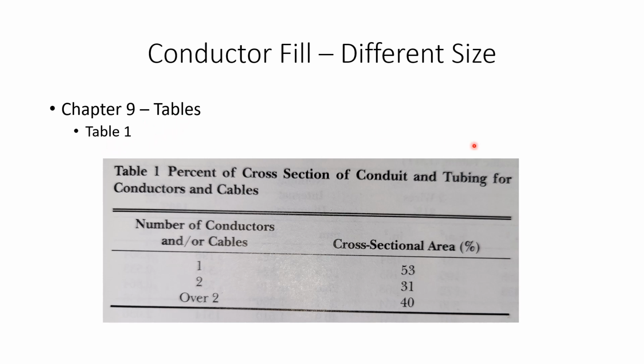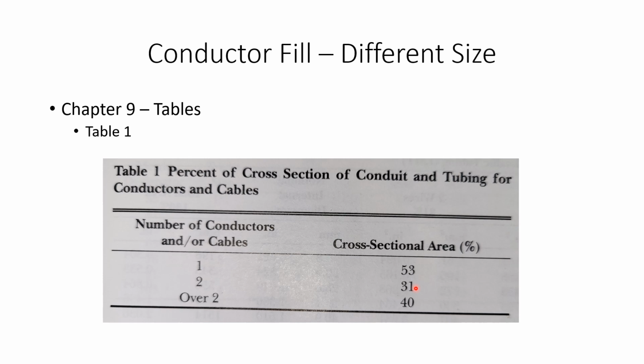We're going to look at Table 1. This is the percent of cross section of conduit and tubing for conductors and cables. This is what percentage you can fill them. If you have only one conductor in a conduit, you can fill it 53%. If you have two conductors in a conduit, you can fill it 31%.